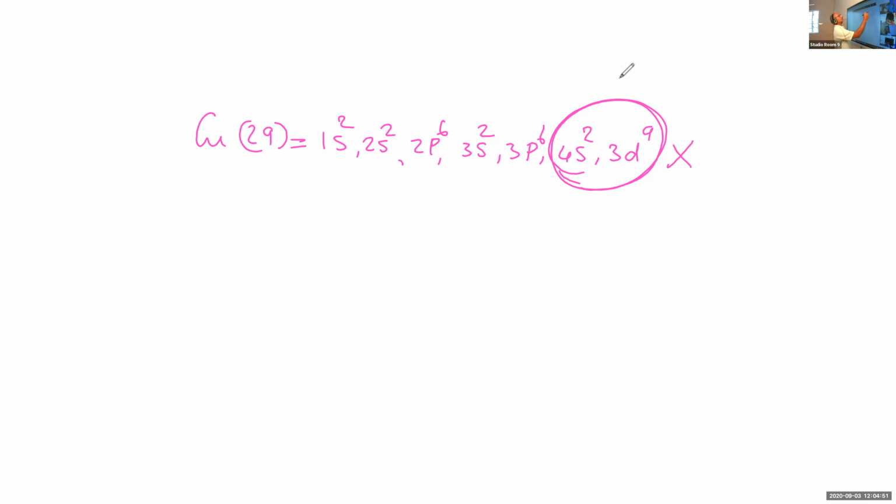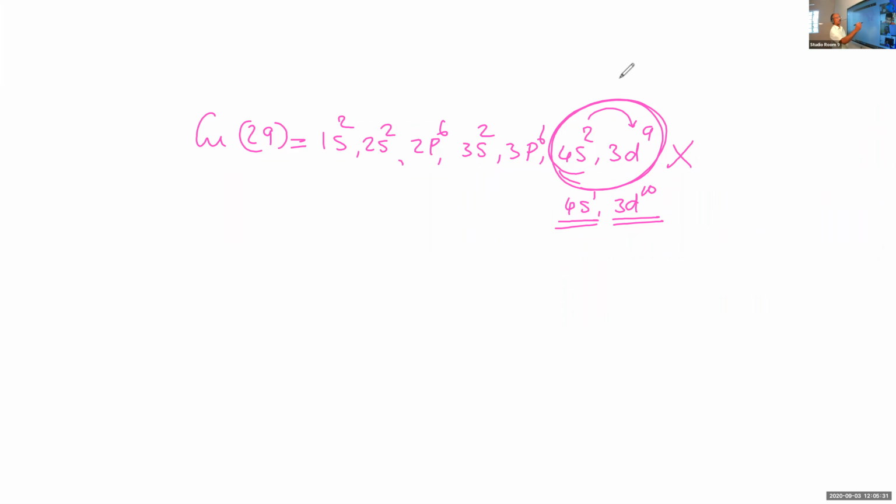Suppose one electron is transferred to the 3d level. Then the configuration becomes 4s1 3d10. Now, what is the situation in the 3d level? The maximum capacity of the 3d level, the maximum number of electrons possible in the 3d level, is equal to 10. And it is completely filled, and the 4s is half filled.